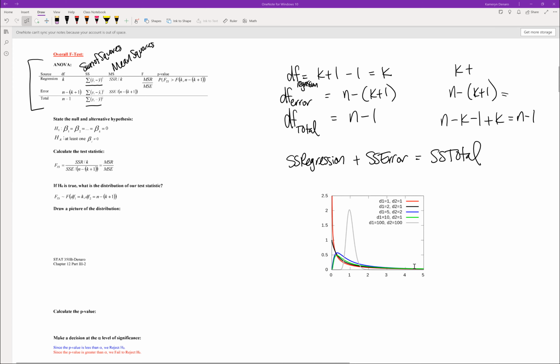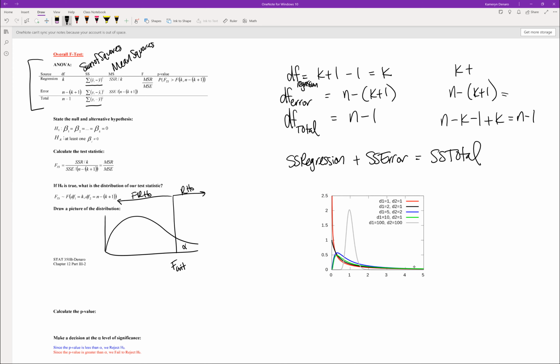Okay, but in general, let's just draw out a right-skewed distribution for our F distribution. Here, if we want, we could set up our rejection region: reject H0, and here we have fail to reject H0. We could put alpha area here, and we could get our critical value.